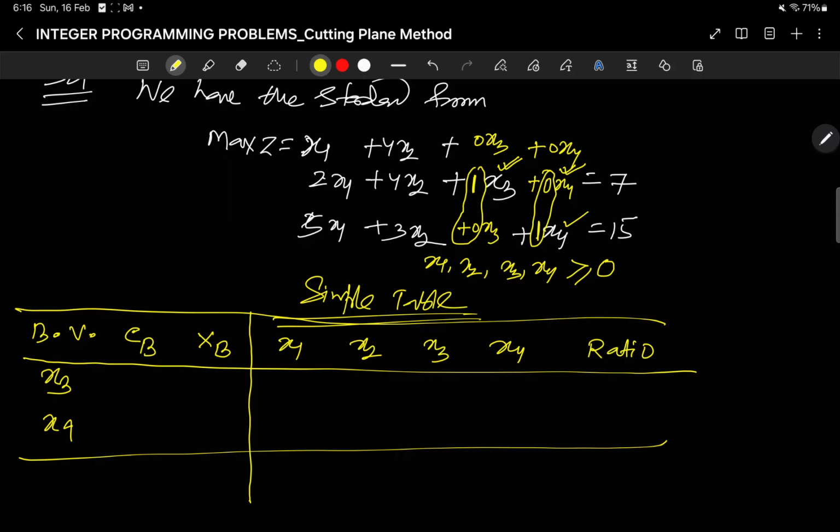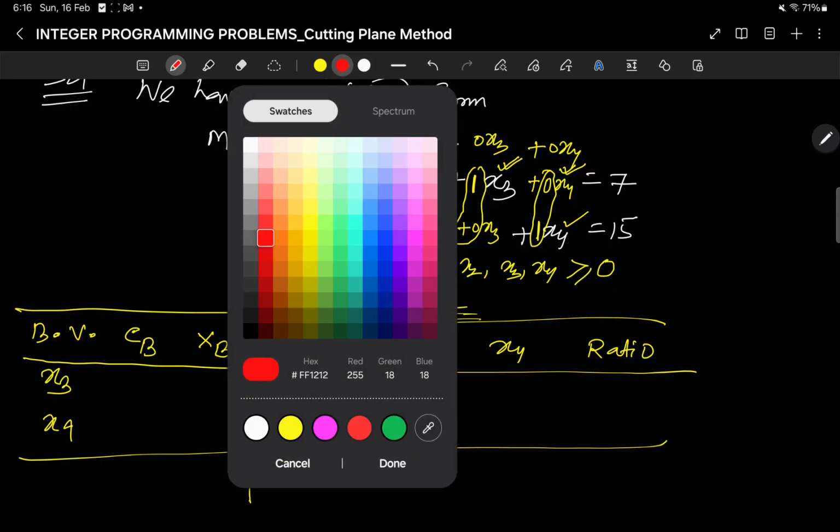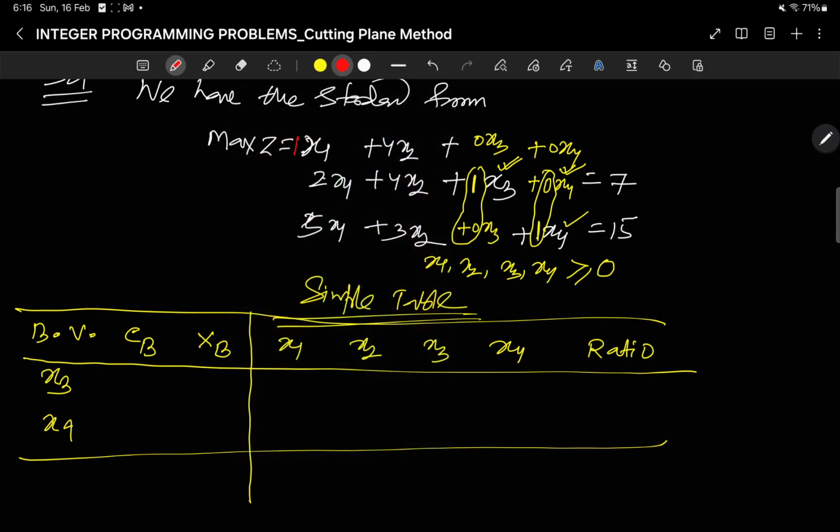CB is the objective coefficient. If I want to write the objective coefficient, here it is 1. This is 1. This is 4. So this is my 1, this is my 4, and this is my 0, and this is my 0. So the objective coefficient of the basic variables here is 0 and 0.